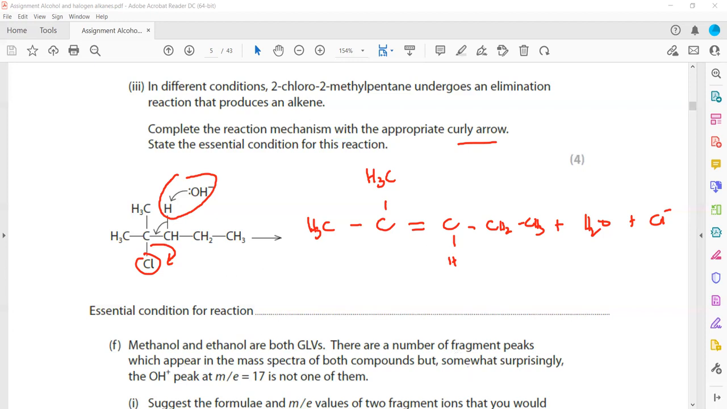And the essential condition for elimination: for substitution, the essential condition is that it should be in aqueous medium, but for elimination, it should be in alcoholic medium. So when it is done in alcoholic medium, it will result in the formation of an alkene. Is this question clear?